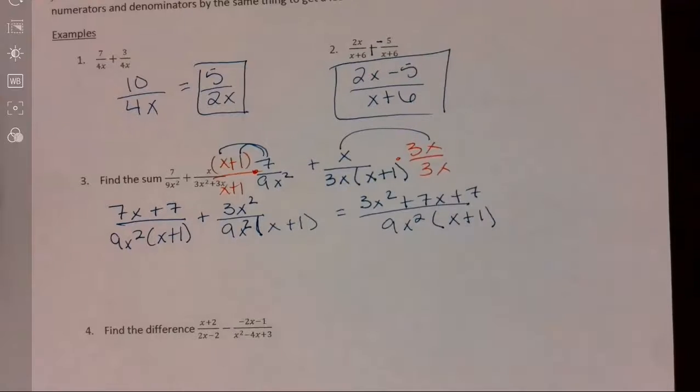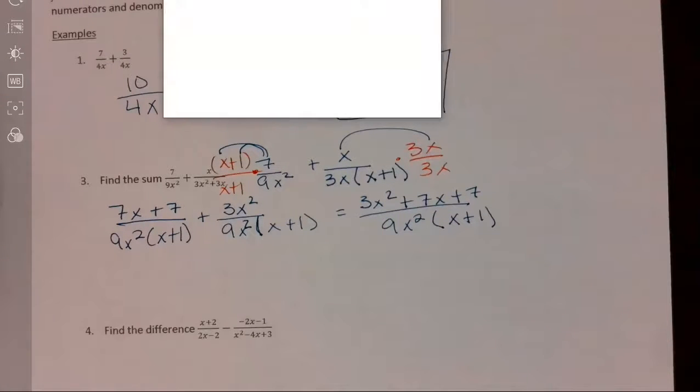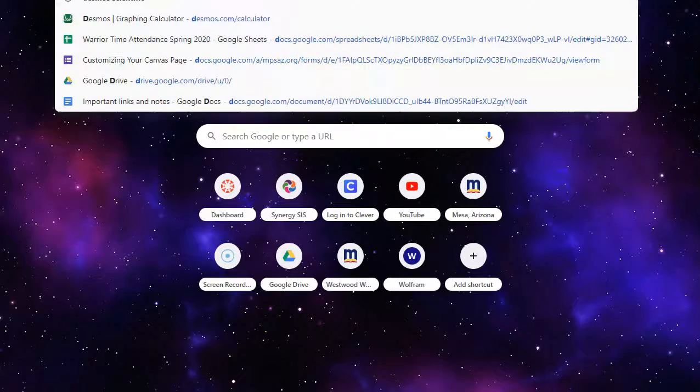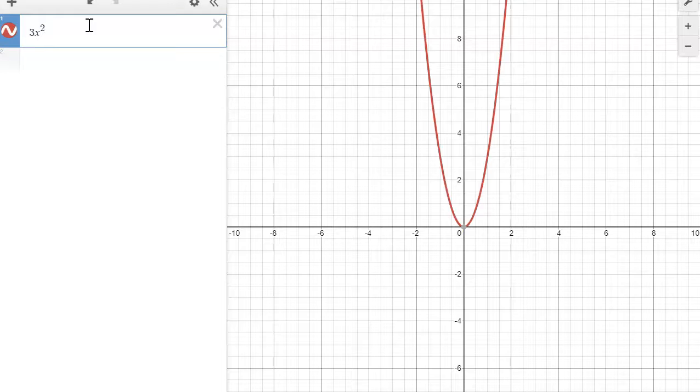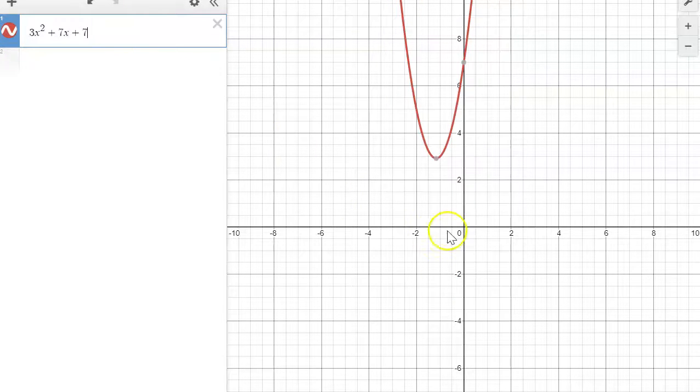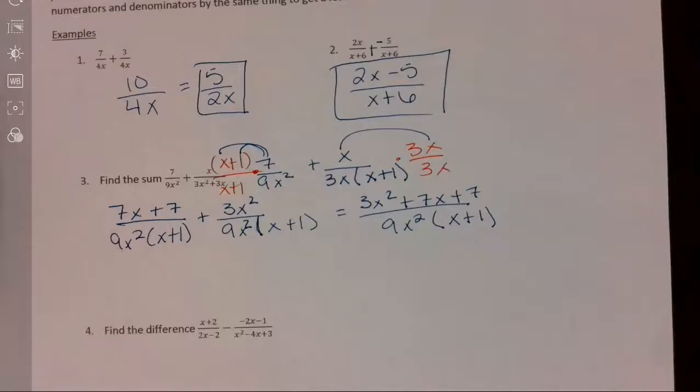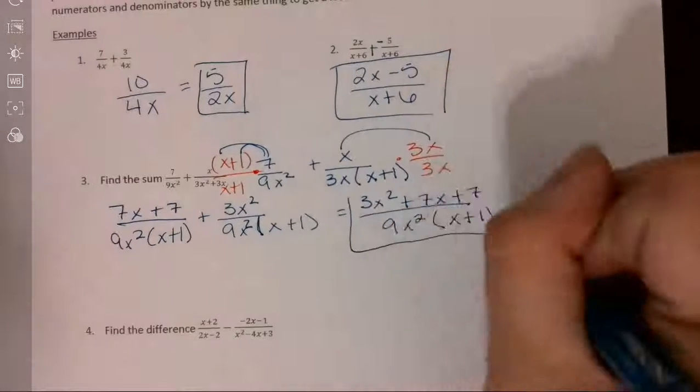And if I want to check really quickly, I can go to Desmos. Let me open it up. And if I type in just the numerator, 3x squared plus 7x plus 7, it never crosses the x-axis, so that means it's not factorable. Going back to this, this would be my final answer.